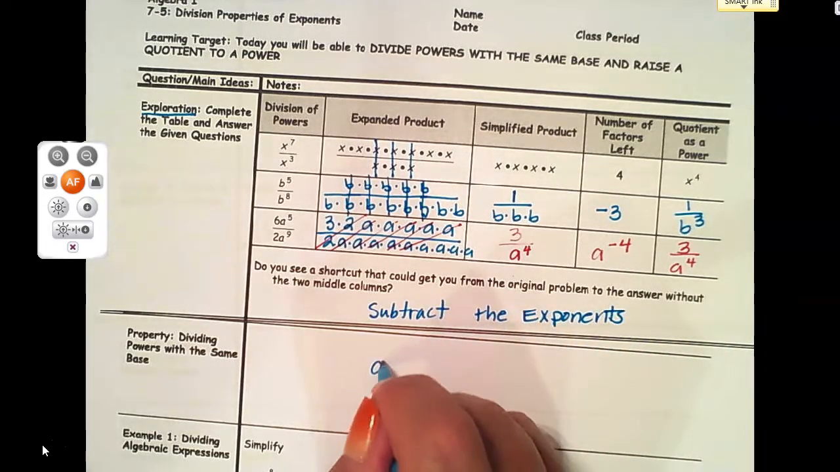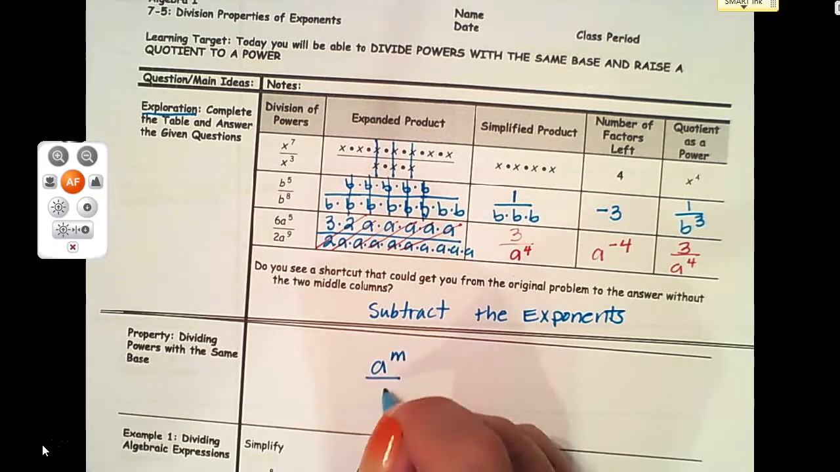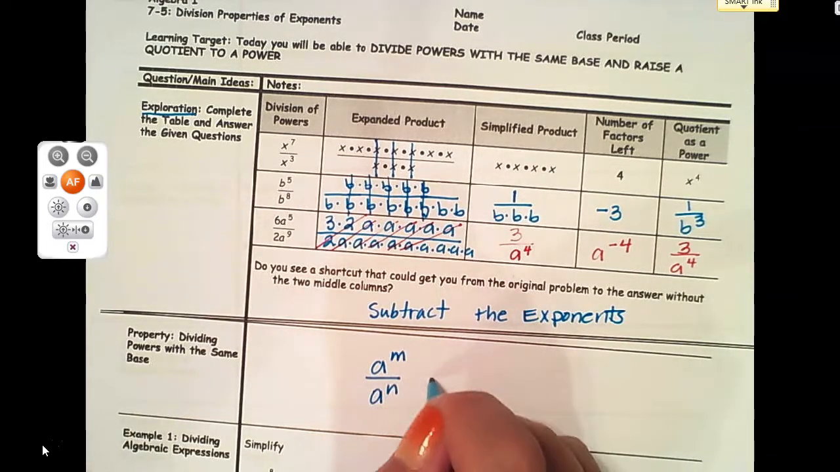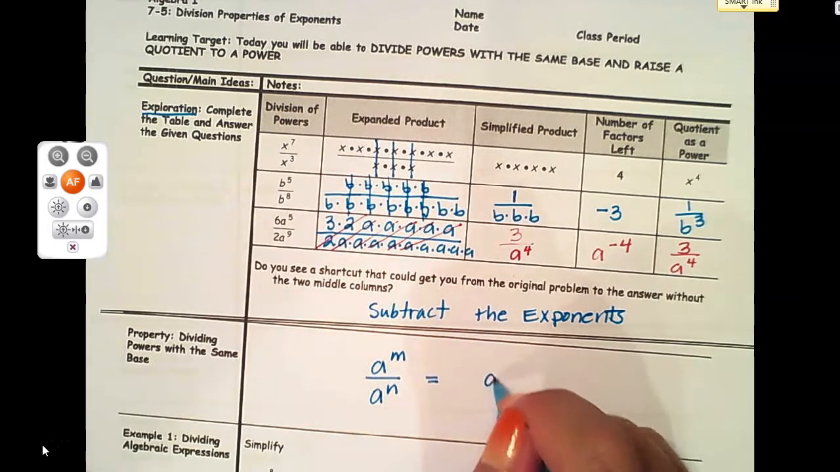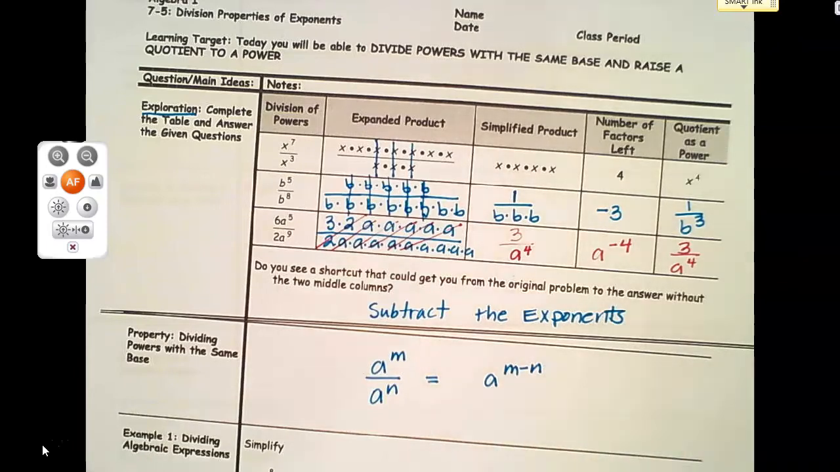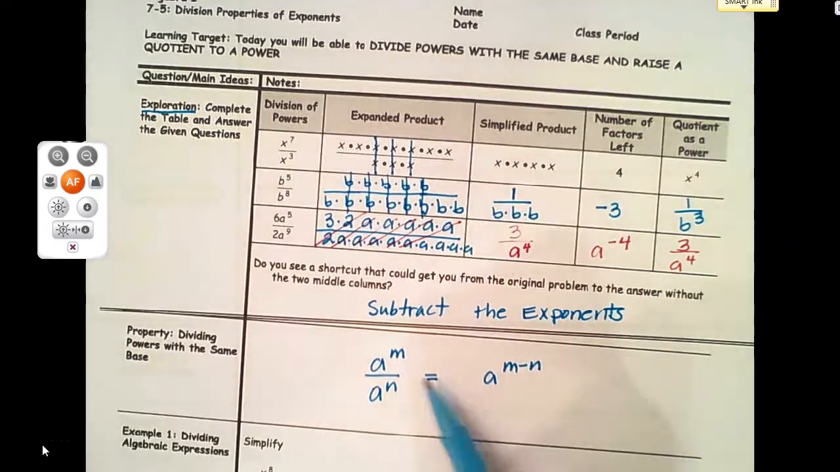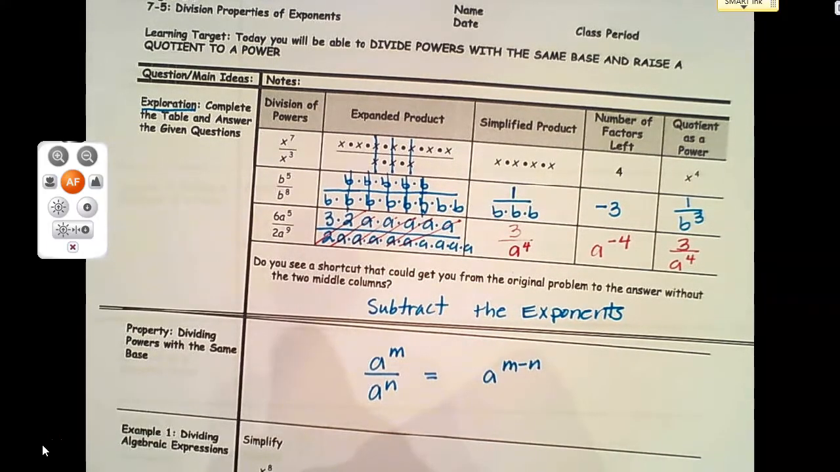So let's say we have a to some power m on top, a to some power n on the bottom. The result will be a to the m minus n. So even though it's a division problem, you can use subtraction of the exponents as a shortcut. So let's do a few examples. We have an x to the 8th on top, x to the 3rd on the bottom. We're going to use our subtraction shortcut, and we get x to the 5th for our final answer.